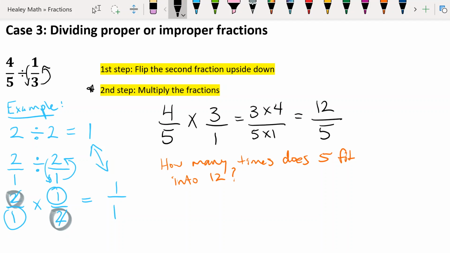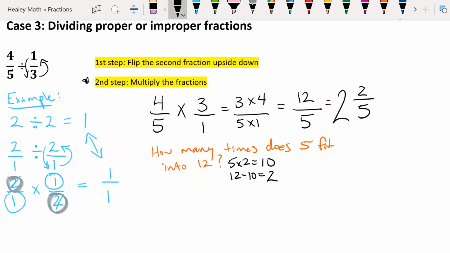5 times 2 is 10. So it's 2 times. And we look to have a remainder of 2. We write 2 over 5. And there's our final answer. So that is it for case 3.